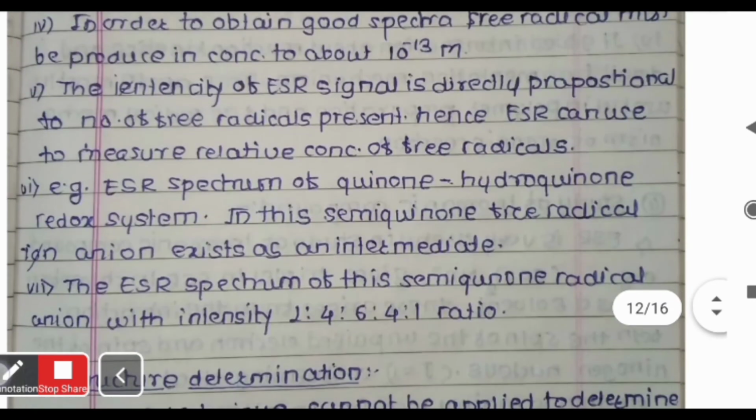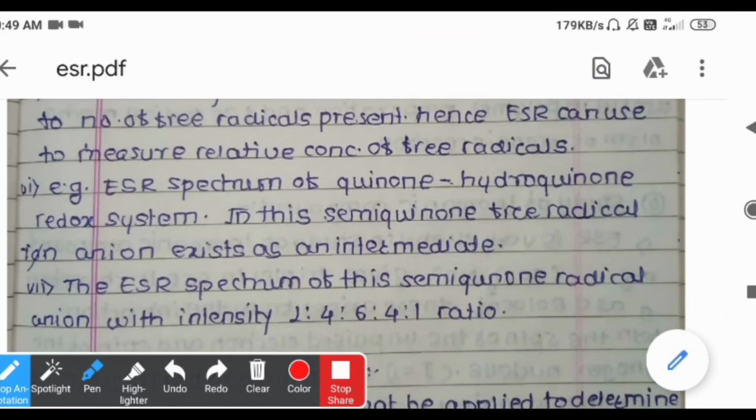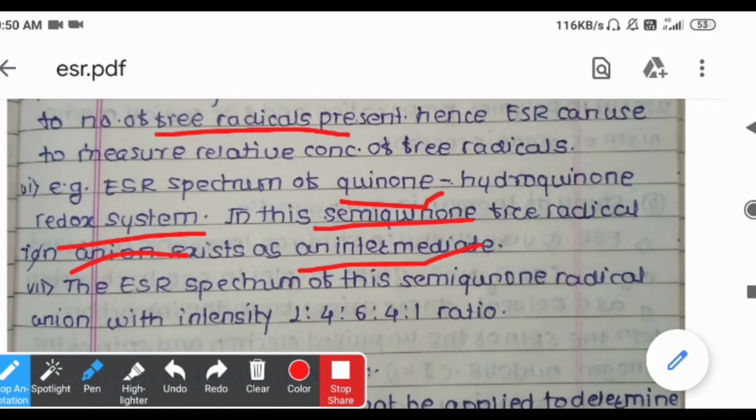The intensity of the ESR spectrum is directly related to the number of free radicals present in the given ESR active sample. So the ESR spectrum of the quinone hydroquinone redox system, in this semiquinone free radical the anion exists as an intermediate, and the spectrum of this quinone semiquinone system gives you a signal of 5 lines with an intensity ratio of 1 is to 4 is to 6 is to 4 is to 1.